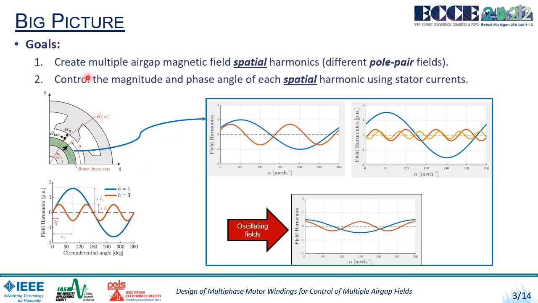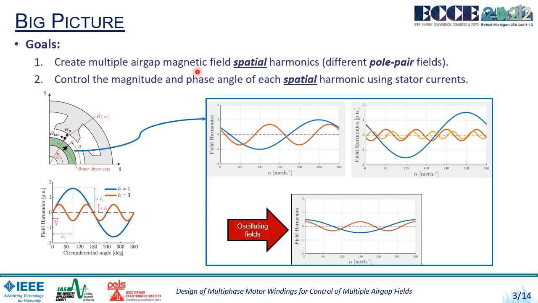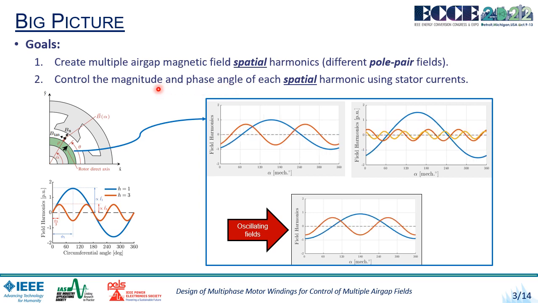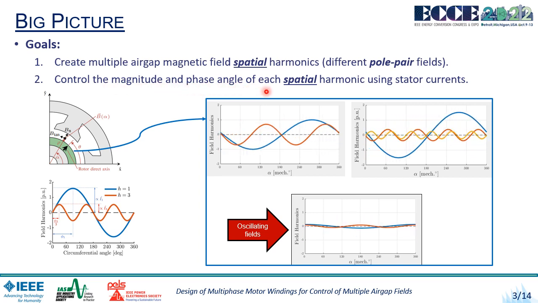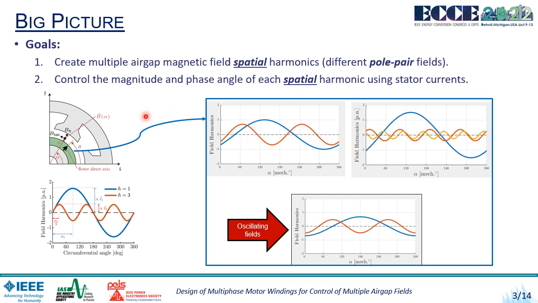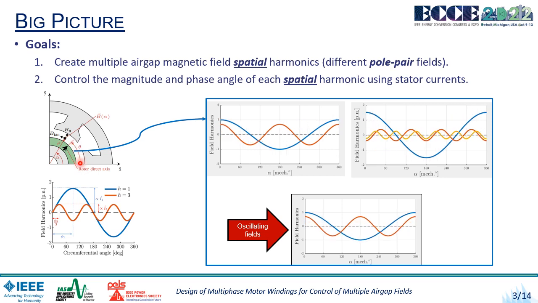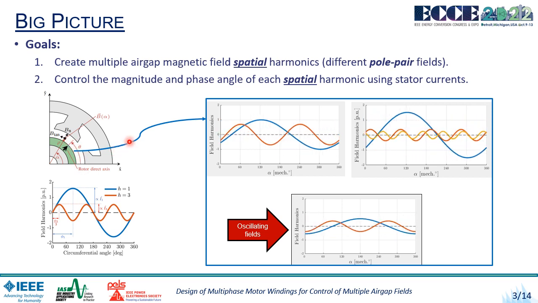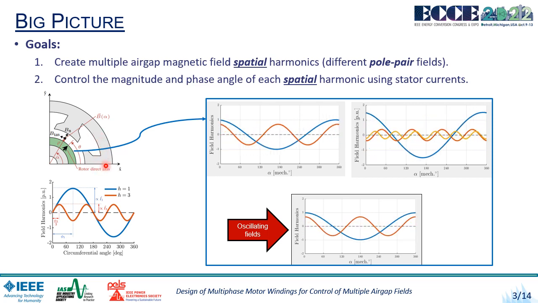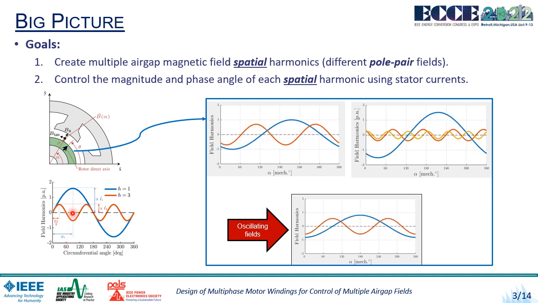The goals of this presentation are to present a technique which allows creating multiple air gap magnetic field spatial harmonics, that is, different pole pair fields, and control the magnitude and phase angle of each spatial harmonic using stator currents. So the harmonics that we are talking about are the spatial harmonics of the magnetic field in the air gap, which is created by injecting different stator currents in the stator windings. We will control the angle of the spatial harmonic and the magnitude.